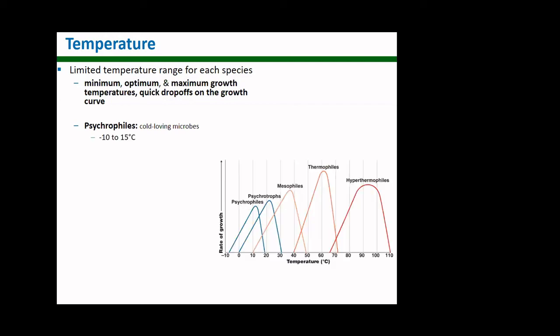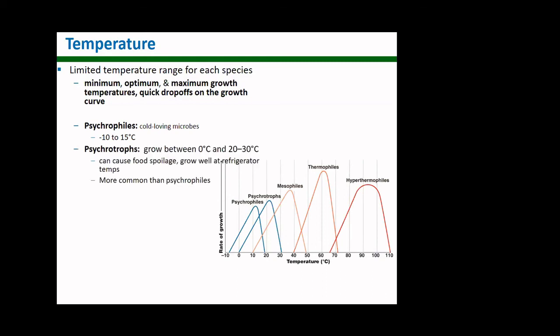First, we have our psychrophiles. These microbes love the cold. They can grow from -10 degrees Celsius up to 15 degrees Celsius. Psychrotrophs grow well between 0 and 20 or 30 degrees Celsius. These are ones that can grow in your refrigerator. They can cause food spoilage. They're more common than psychrophiles.